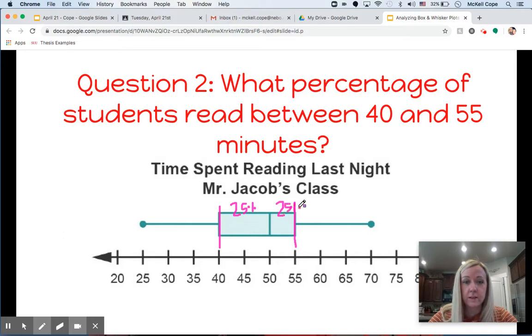And that's ugly, and that's okay. So we have two sections. Each of them are 25%. When I add those together, or when I combine them together, I get 50%. So the answer to this, what percentage of students read between 40 and 55? Well, it's 50%. And you remember when I talked about the interquartile range, that box is always 50%. So if you have a range, and it's asking you for just the box, it's always going to be 50%, because that's two sections of 25%.